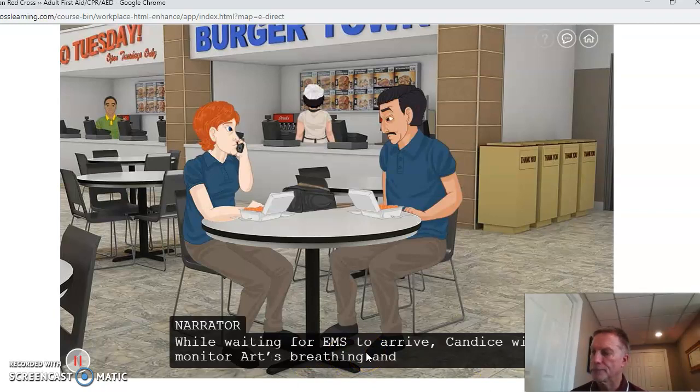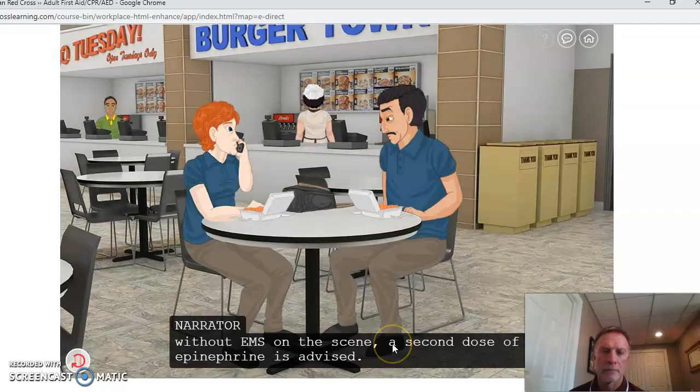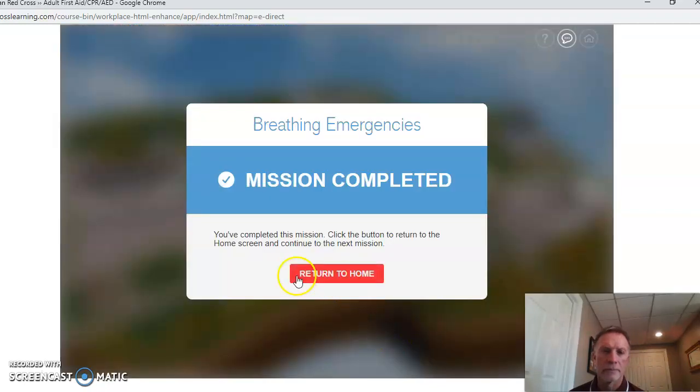While waiting for EMS to arrive, Candace will monitor Art's breathing and for any changes in his condition. If the symptoms persist for 5 to 10 minutes without EMS on the scene, a second dose of epinephrine is advised. Okay, we will pause here.